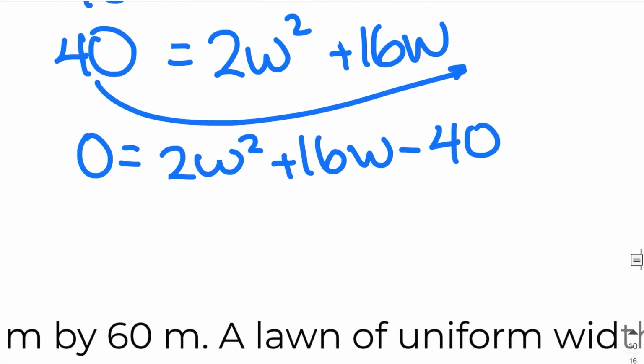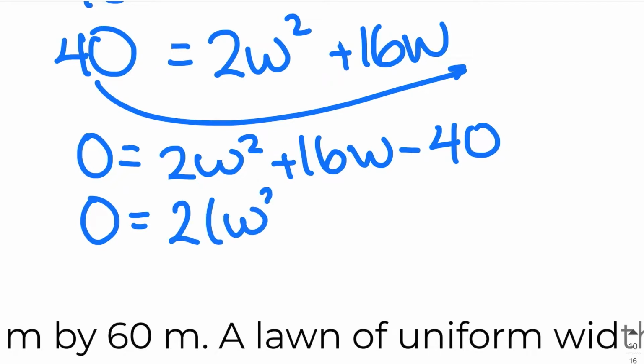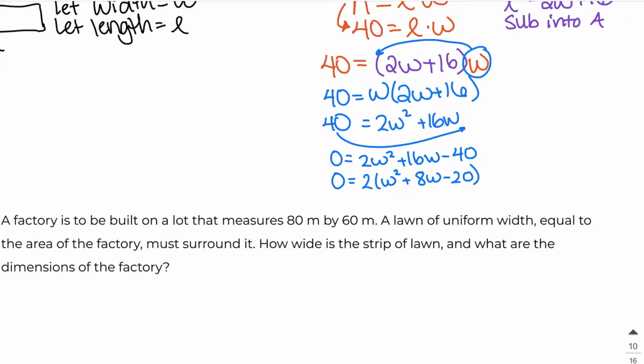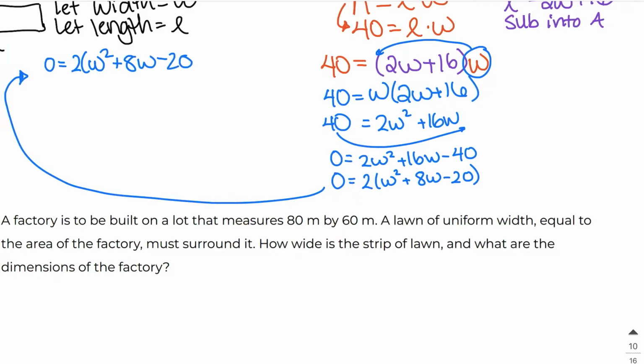Just a reminder, whenever you factor, the first question you always ask yourself is: is there a GCF? And here I can see, yes, there is a GCF. I can factor out the 2 that is in common. Once I factor out that 2, it makes things so much easier when I want to solve this. When I divide 2W squared by 2, I get W squared. 16W divided by 2 is 8W, and the negative 40 cut in half is minus 20. Now I'm just going to bring this over here because I'm running out of room. Once I do this, it's so much easier to factor what's in the brackets.